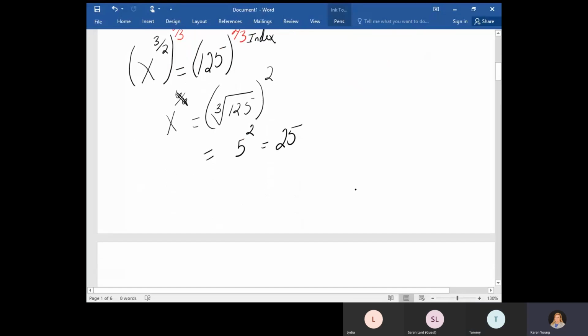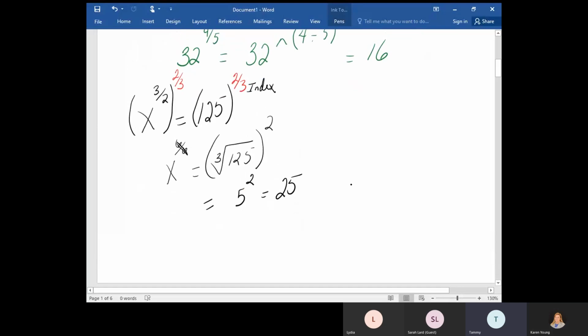Miss Young. Yes, ma'am. So with the 125, how do you know it's 5? Do you find a number that goes into that evenly? Yeah, if I go over here to the right and break it down, I have 125. It ends in 5, so I know it's going to be divisible by 5. So 5 into 125 goes 25 times. Then 5 goes into 25, 5 times.